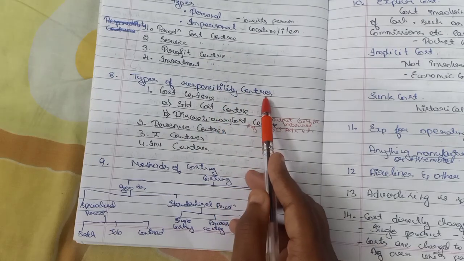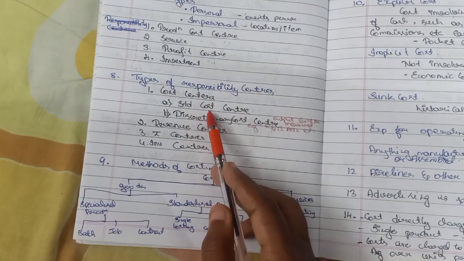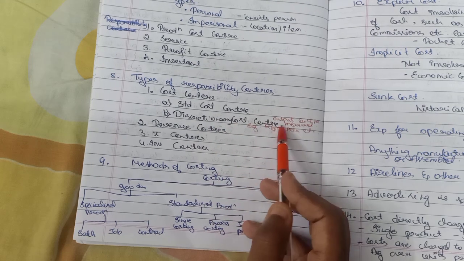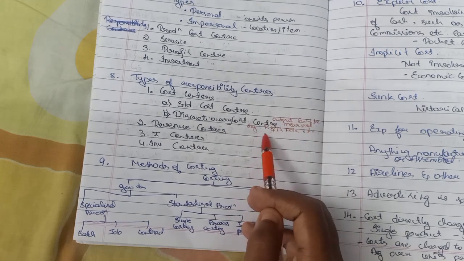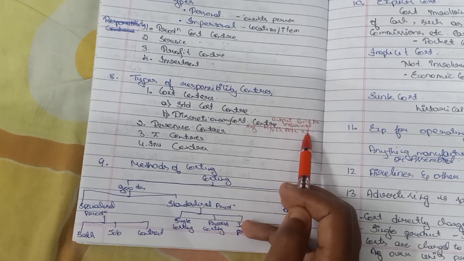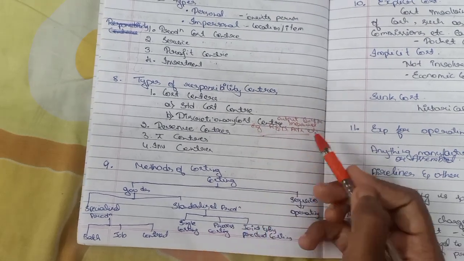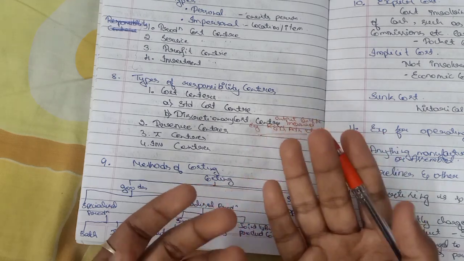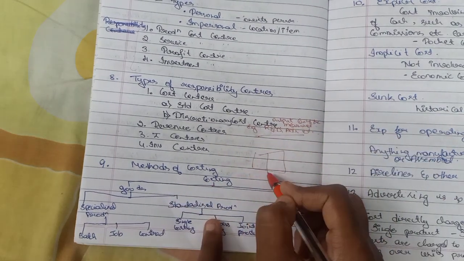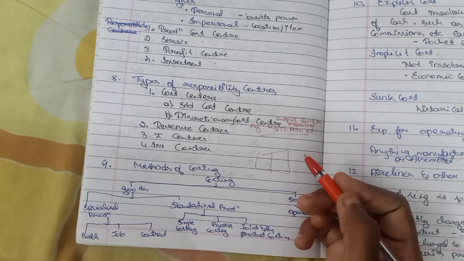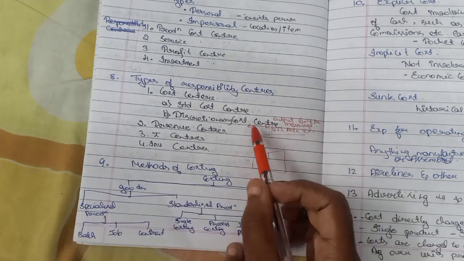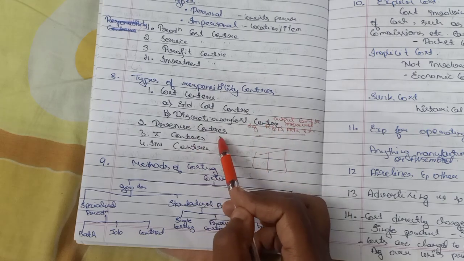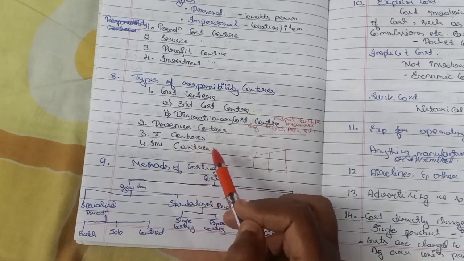Types of responsibility centers. Cost centers, standard cost center, discretionary cost center. Output cannot be measured. Example, research and development, ads, etc. In case we are providing ads on television, we can't see how much it has reached. We can see on the basis of plays, but we cannot see how much it has impacted and on whom. That is, we cannot measure it. That is a discretionary cost center. Revenue centers, profit centers, and investment centers.